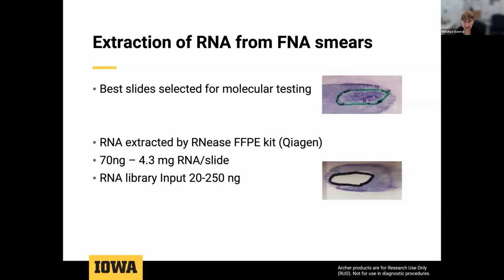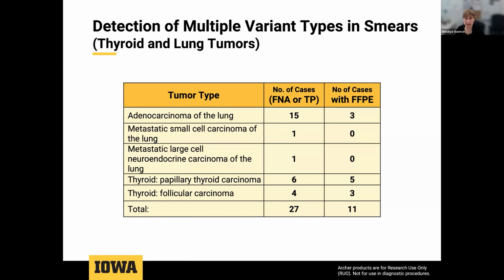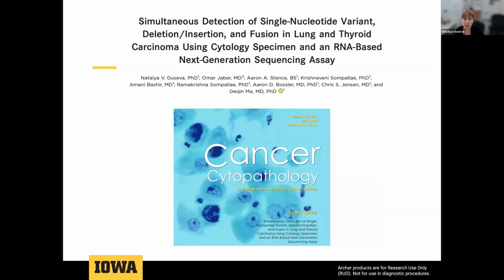We selected the best slides for each case, and RNA was extracted using the same RNeasy FFPE kit which we usually use for tissues. And we obtained enough high quality RNA for library preparation. We didn't have any failures here. For our studies, we used 27 FNAs, and 11 of them had matching FFPE for lung and thyroid specimens. These studies were published in the journal Cytopathology, and it highlighted that we can simultaneously detect single nucleotide variants, deletions, insertions, and fusions in small lung and thyroid specimens.